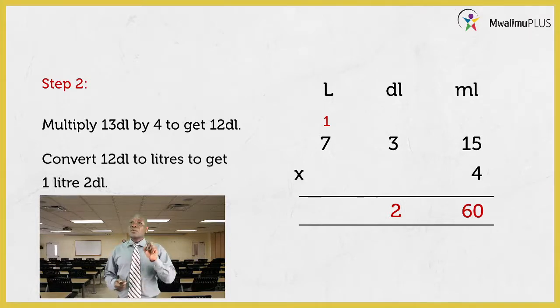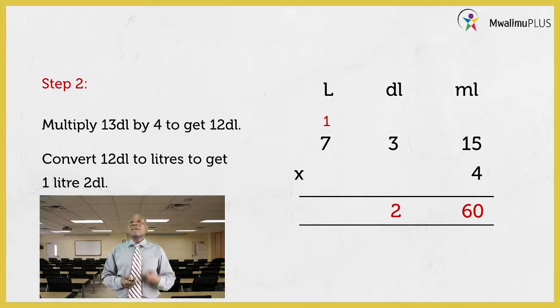First of all, we're going to convert 12 dl to liters. That will give us 1 liter and 2 dl. Therefore, we are supposed to record 2 on the dl side, then we carry or regroup 1 to the liters. So we carry 1 forward to the liter side. So now we have done away with dl and ml. Now we are remaining with the liters.